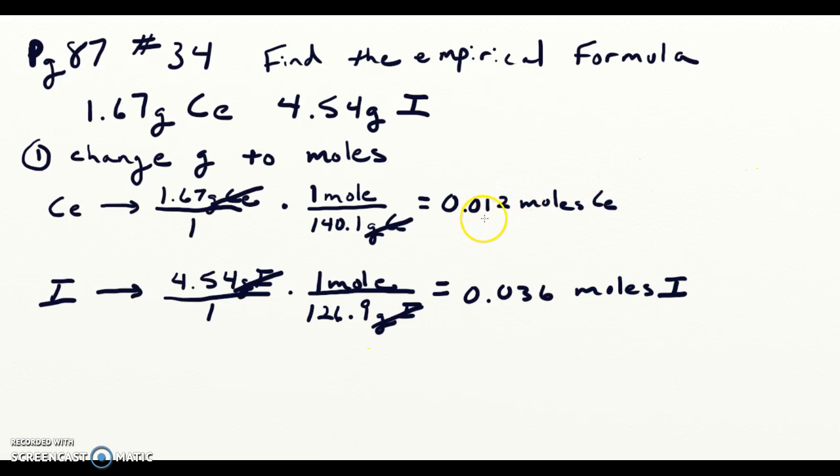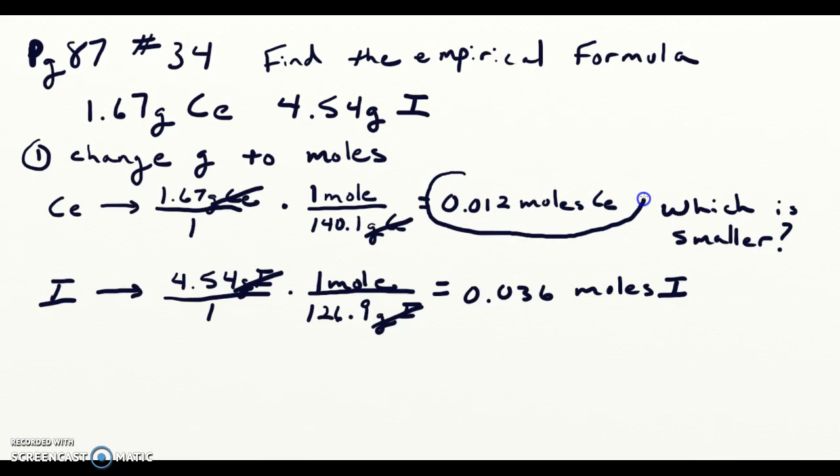Alright, then step number 2, and I'm going to need a new page, but I want you to make a note of this: 0.012 moles of cerium and 0.036 moles of iodine. So here's your question. Which is smaller? You must choose the smaller mole. And I can tell right now 0.012 moles of cerium is smaller than 0.036. So I'm going to divide cerium by 0.012 and I'm going to divide iodine by 0.012, and it'll give us a ratio.